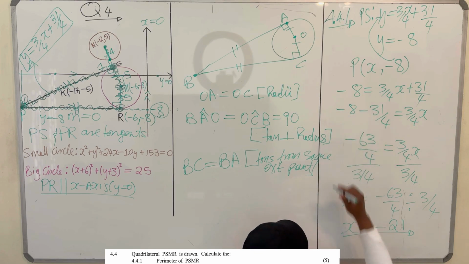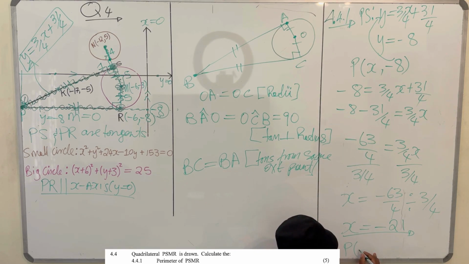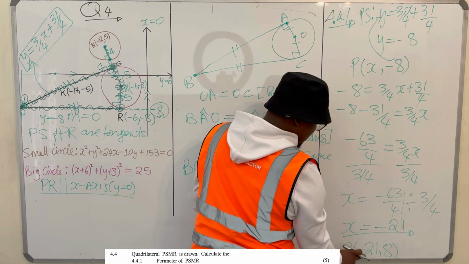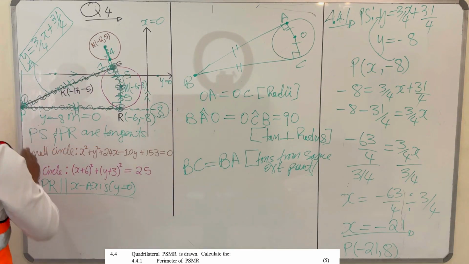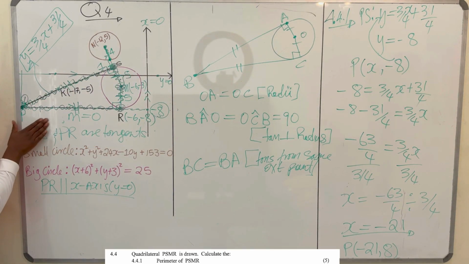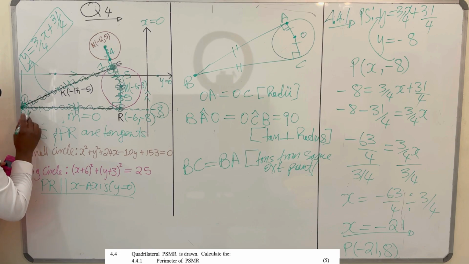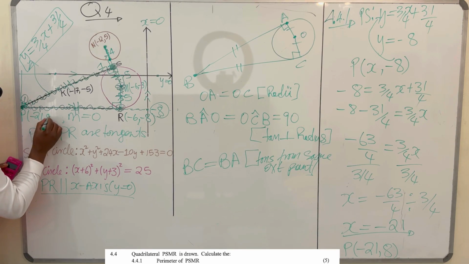So you know that the coordinates for P is minus 21 and 8, because you found the x now to be minus 21. So the coordinates for P is minus 21 and 8. So you have the coordinates of this point, P here.